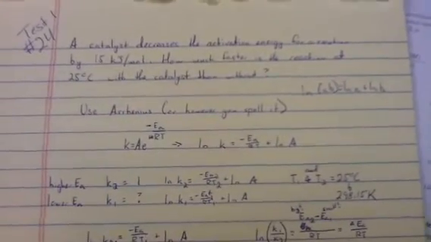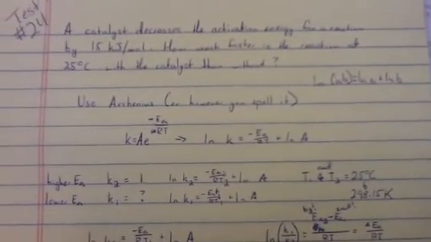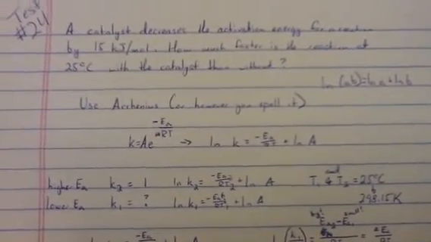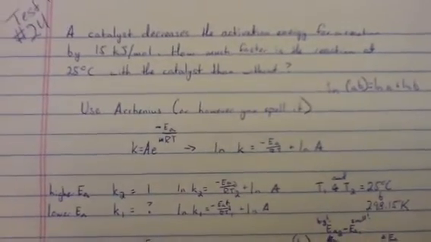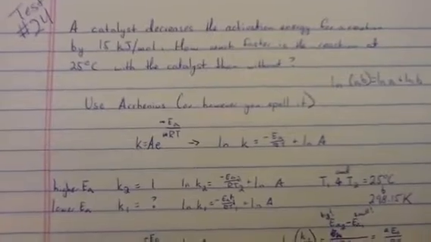The question reads: a catalyst decreases the activation energy for a reaction by 15 kilojoules per mole. How much faster is a reaction at 25 degrees Celsius with the catalyst than without? So two things, basically about catalysts: you're making this reaction faster because you're decreasing the activation energy.